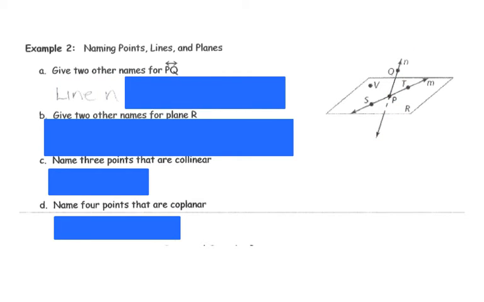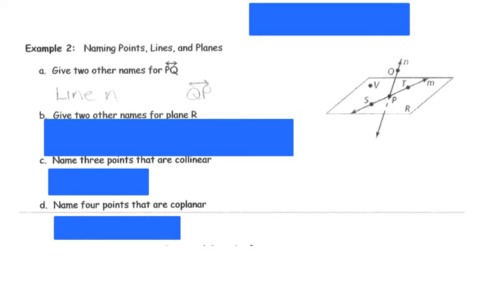We can call it line N, okay? Notice there's that small N right there that denotes that. And another answer would be line QP. Just switch the direction. All right, B. Give two other names for plane R. So notice this is plane R. See that R is right there, labeling it.